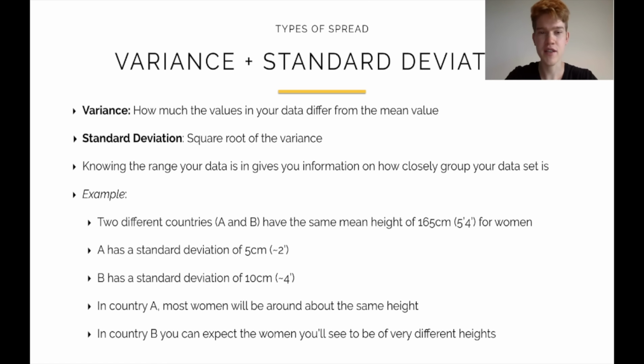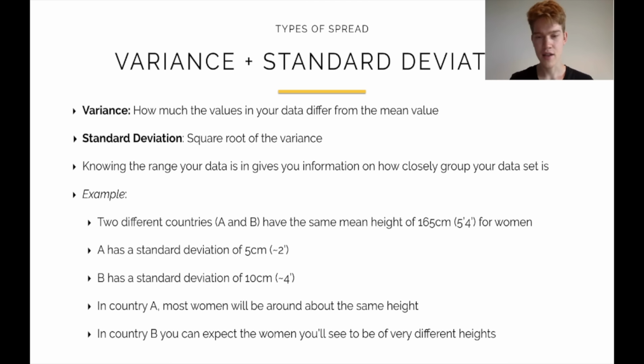And now if we turn to the standard deviation, it is literally just the square root of the variance. So if you understand one, then you also understand the other. And now we can combine this, if we know the range of our data, to get a better feel for our data. Let's use an example where we have two different countries, A and B, and they have the same mean height for women, which in this case we'll say is 165 centimeters or 5 feet 4. And we'll say that the range of heights for them could be identical.